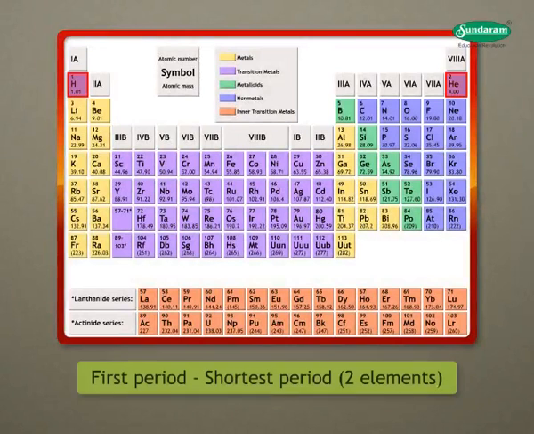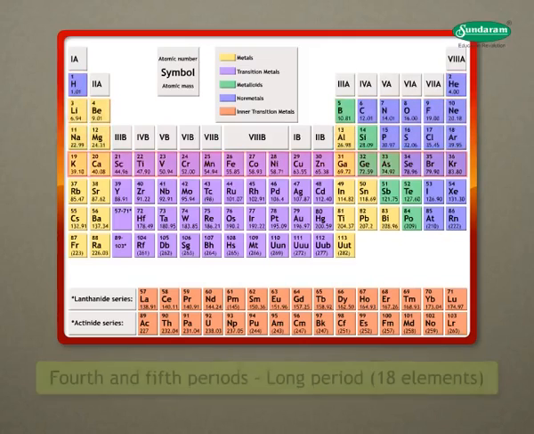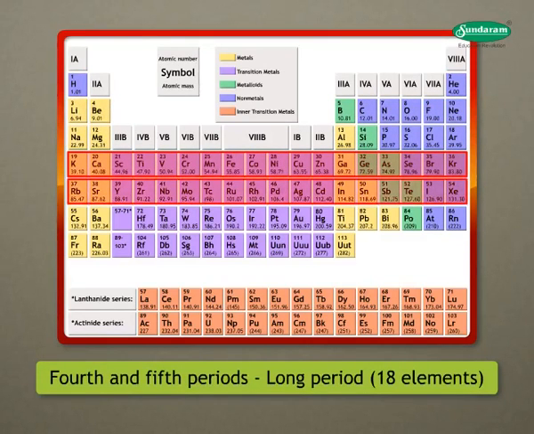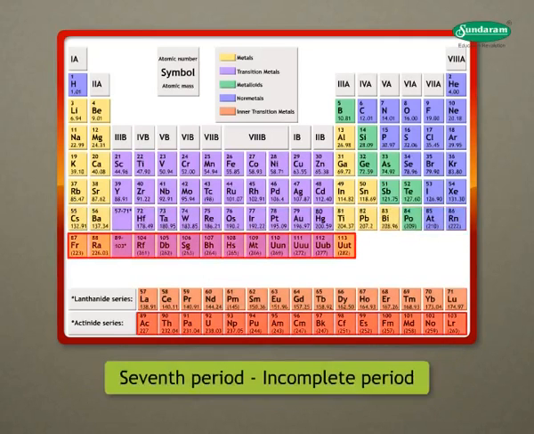The first period is the shortest period containing only 2 elements. Second and third periods are called short periods and contain 8 elements each. Fourth and fifth periods are long periods and contain 18 elements each. The sixth period is the longest period and contains 32 elements in it. The seventh period is an incomplete period.